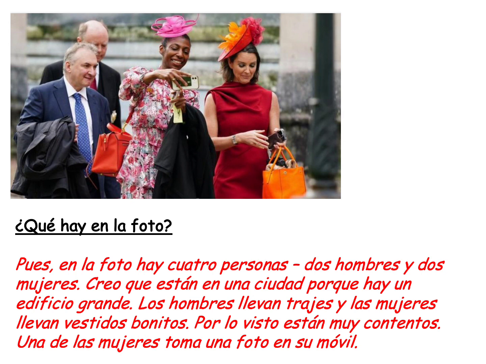What I could have done there as well was say, I think the weather is good. Creo que hace buen tiempo. Again, I can't prove that wrong, so that's fine. Creo que hace buen tiempo. Por lo visto están muy contentos. And then one of the women, then you can say what they're doing. On this one, one of the women is taking a photo on her phone.